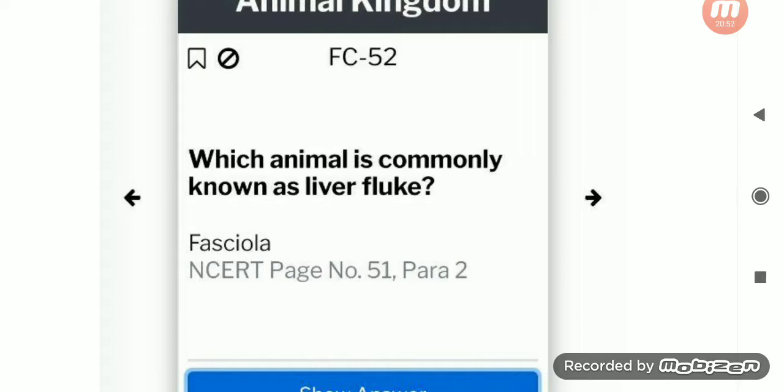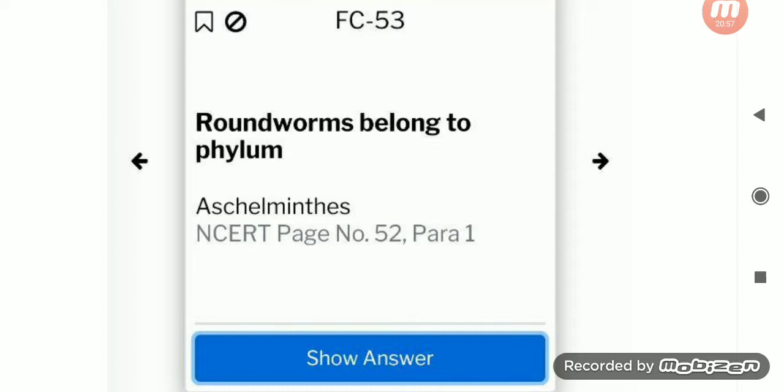Roundworms belong to the phylum Aschelminthes.